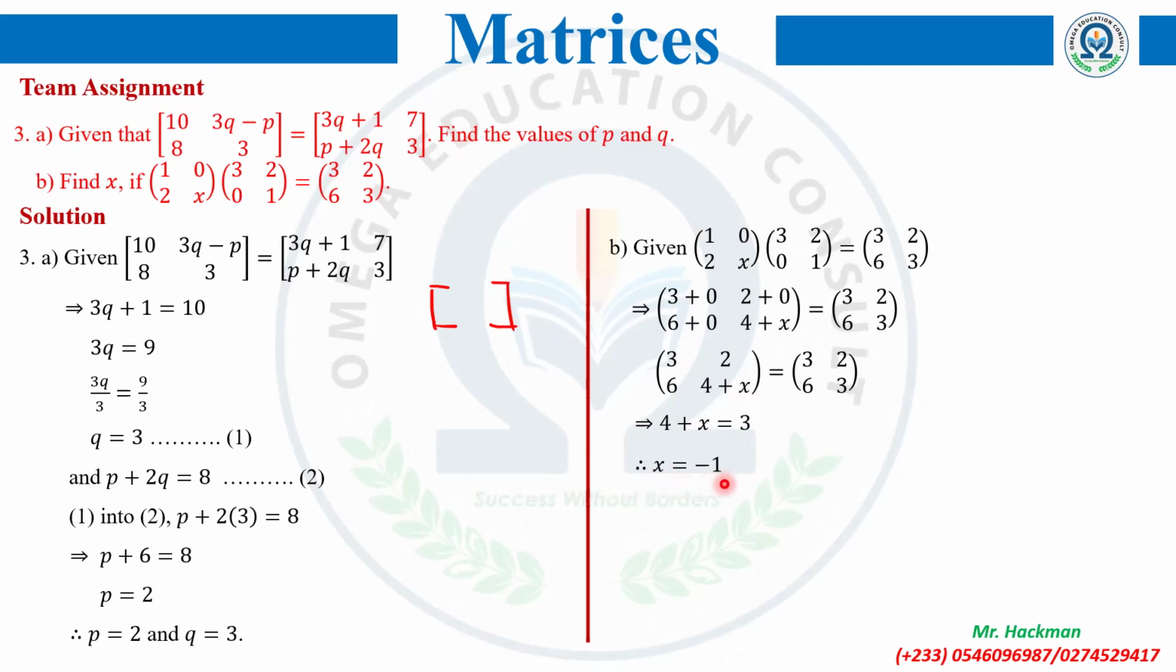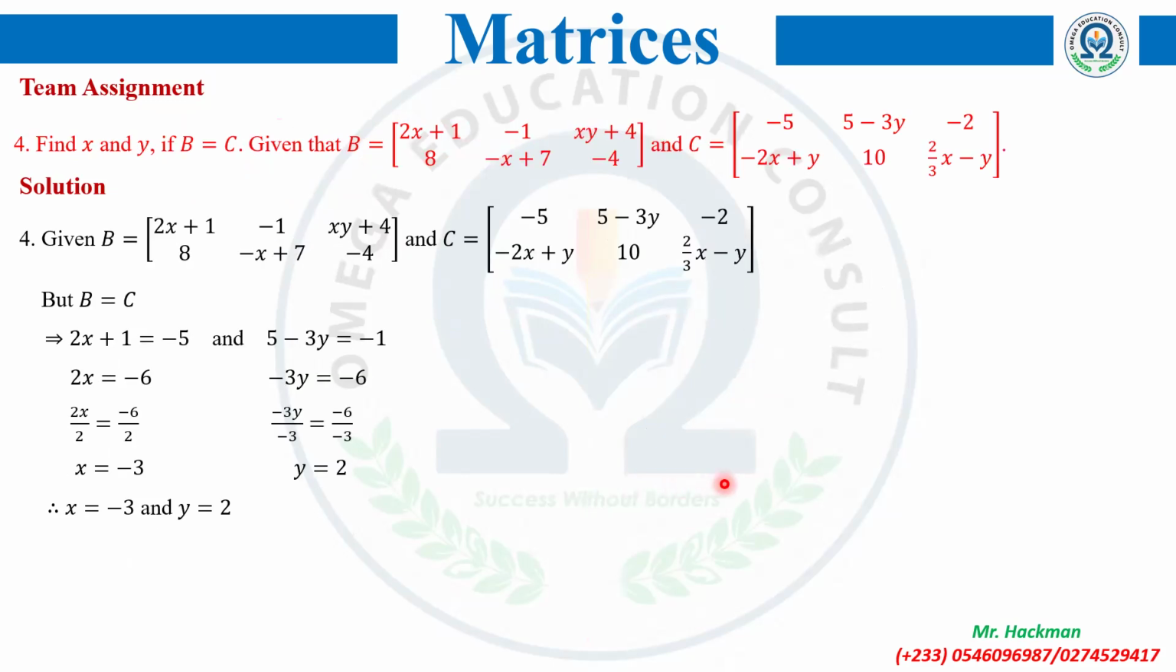So that becomes the solution to question 3b. Now to our last question, which looks somehow tricky and busy, because this matrix that we have here, we can see the order. The order is 2 by 3. This one is also 2 by 3.